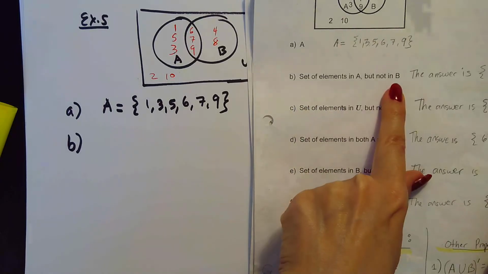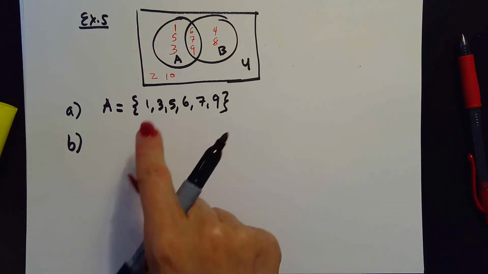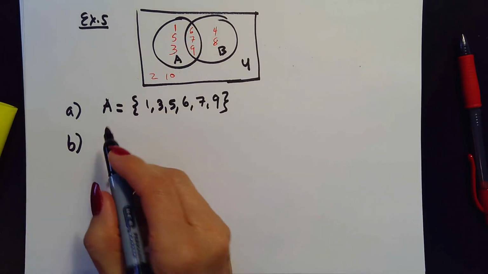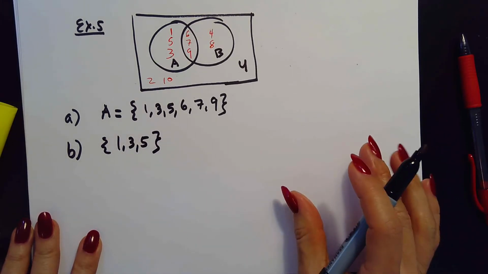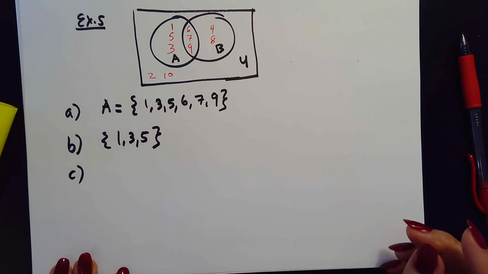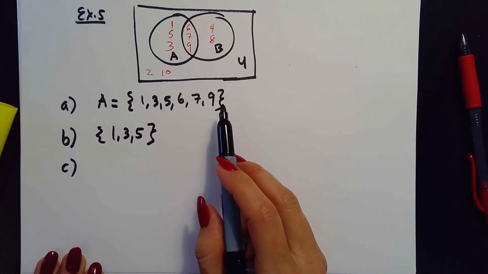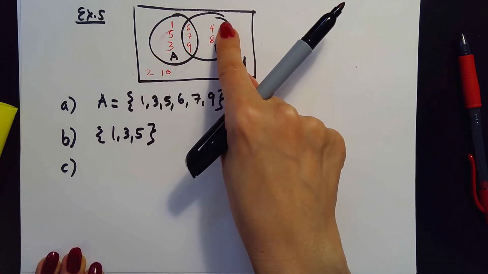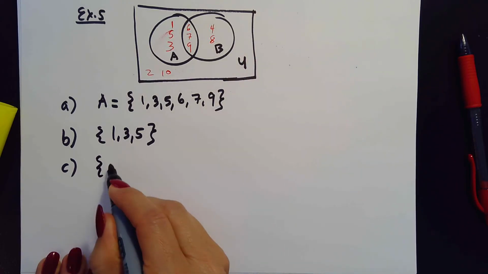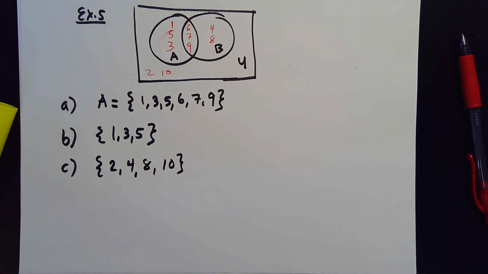Set of elements in A but not in B. So in A but not in B, right? So you're just looking at 1, 5, and 3 here. 1, 3, and 5 in order, right? And then C is the set of elements in U but not in A. Okay, so outside of A, it's gonna put us at 2, 4, 8, and 10, right? 2, 4, 8, and 10, because we want to be in U but not in A.